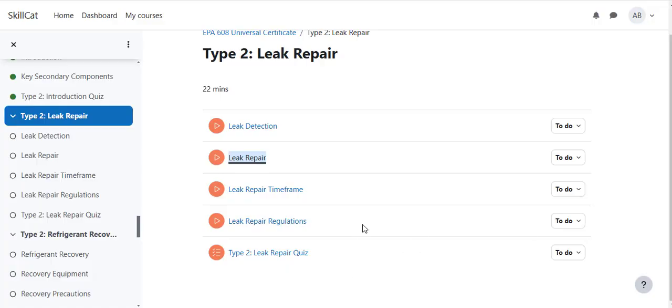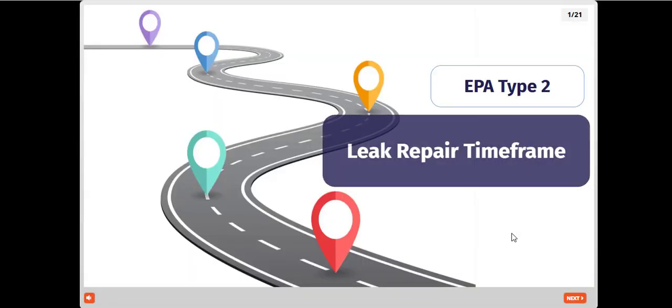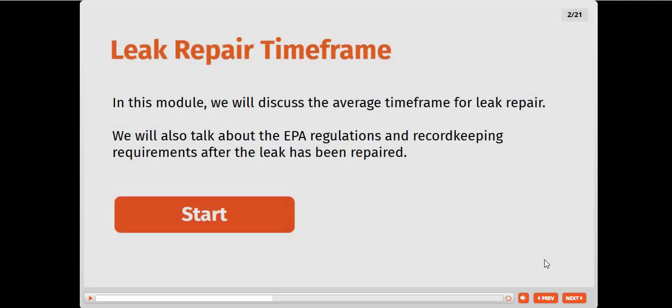Okay, let's go to the next one, leak repair time frame. In this module, we will discuss the average time frame for leak repair. We will also talk about the EPA regulations and record-keeping requirements after the leak has been repaired.